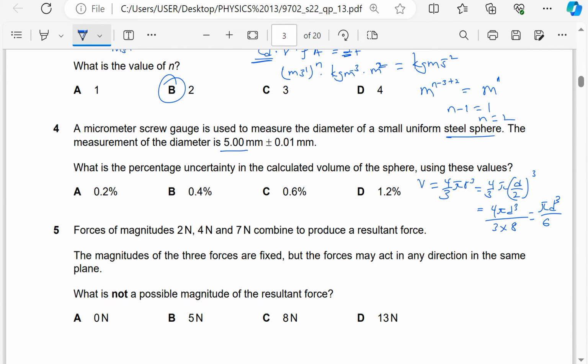Okay. So we want the percentage uncertainty in the calculated volume of the sphere. So percentage uncertainty in V would be equal to 3 times the percentage uncertainty in D. Of course, I will ignore pi and 6. So this will simply be 3 times absolute uncertainty in D, which is 0.01 divided by 5. Then I multiply this by 100.